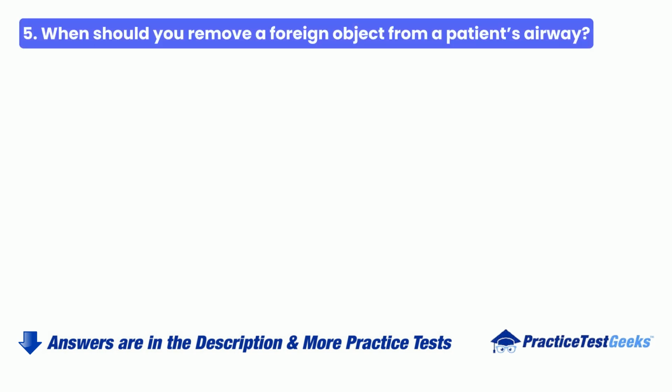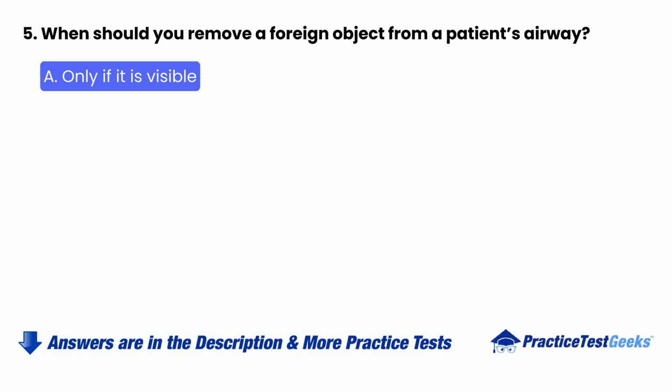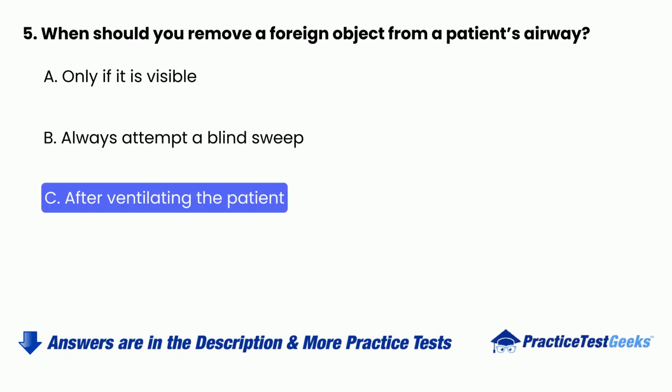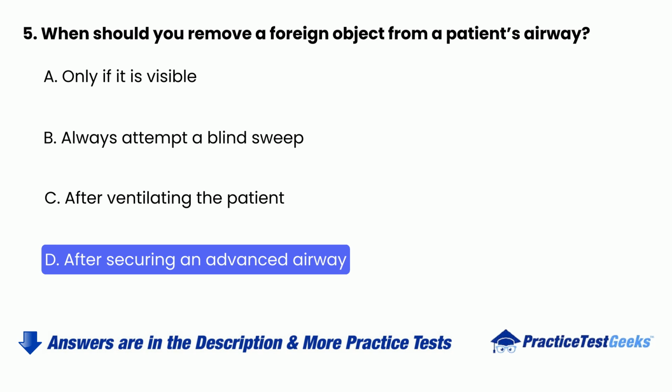5. When should you remove a foreign object from a patient's airway? A. Only if it is visible. B. Always attempt a blind sweep. C. After ventilating the patient. D. After securing an advanced airway.